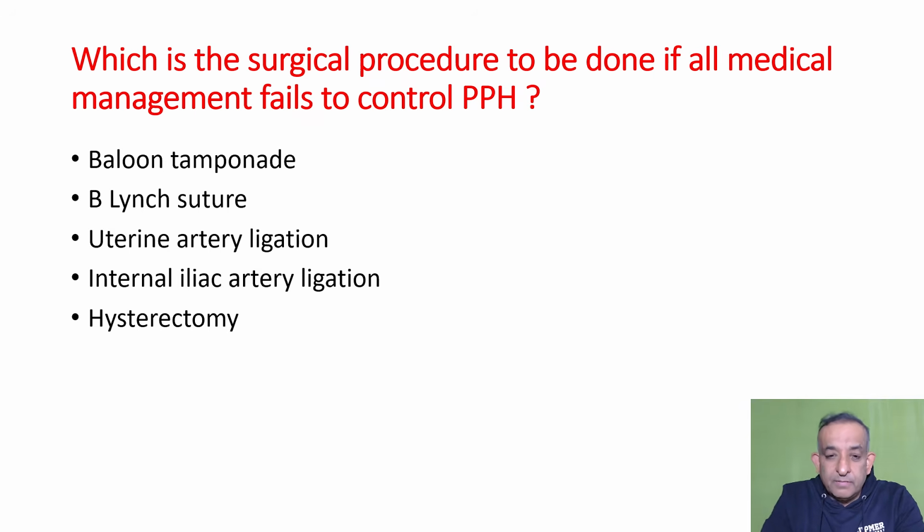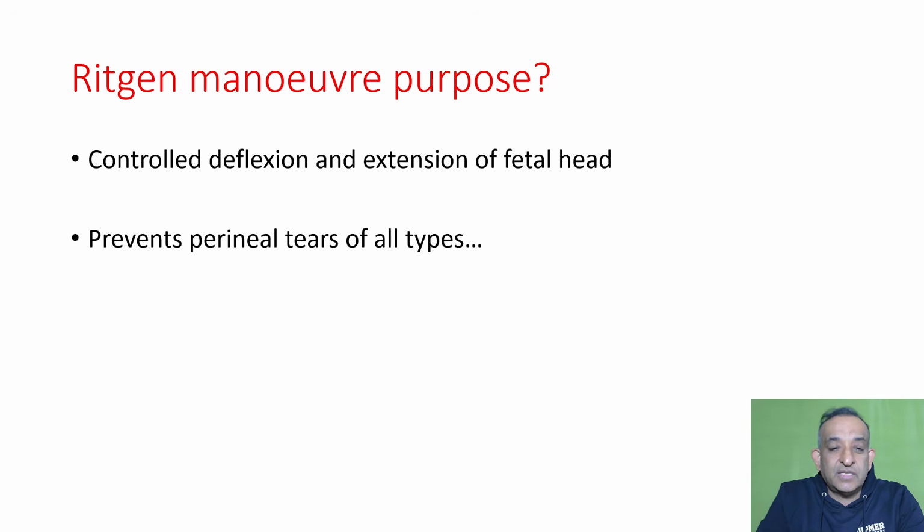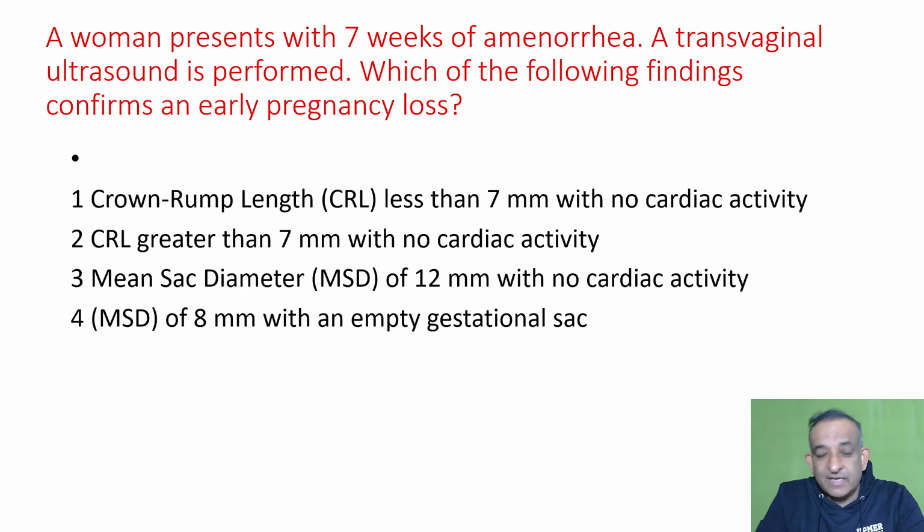Okay, guys. Right. Ritgen maneuver, what is the purpose of it? So Ritgen maneuver, you know that you put your hand through the perineum of the lady who is delivering and put your hand towards the fetal chin, pull it forward, so it promotes deflection and then extension of the fetal head, and that will help in faster delivery of the baby also. But in addition to that, it is going to prevent the perineal injuries, because it's a controlled deflection and extension of the head that prevents perineal injuries. All right. So that's the purpose of the Ritgen maneuver. We discussed that in the classes.